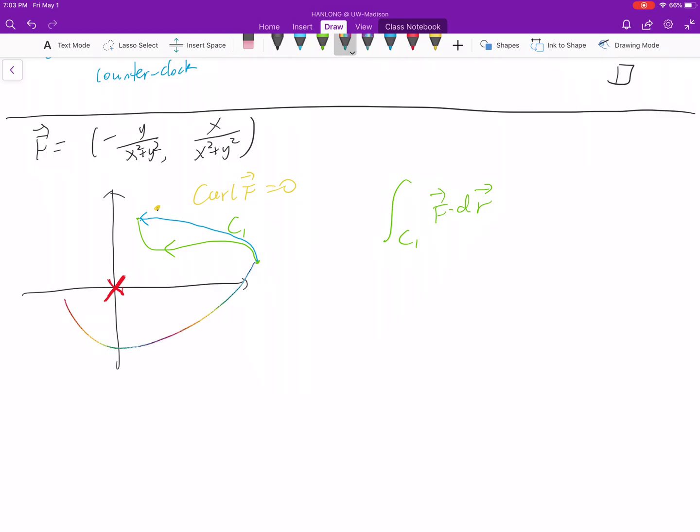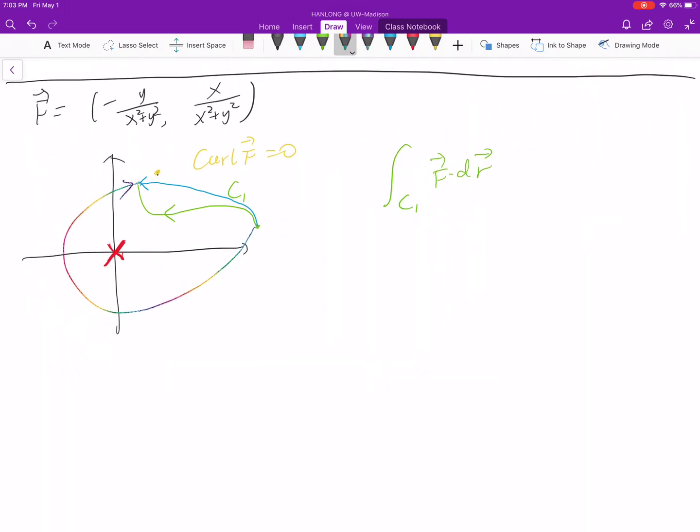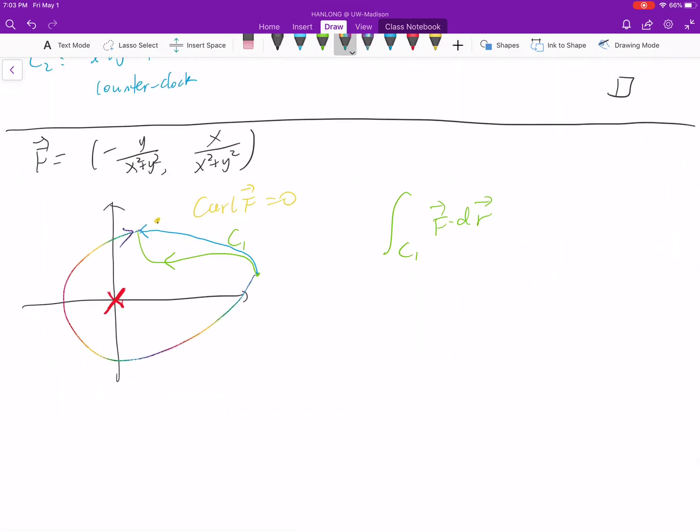But the problem is you cannot deform to this one, because if you do deformation, you have to cross the red part. Okay, so that means these two curves are not the same. You cannot apply Green's theorem. Yeah, that's it. So that's all I want to say in this first remark.